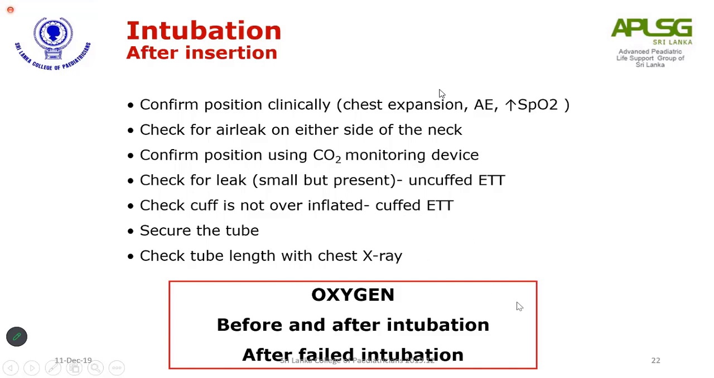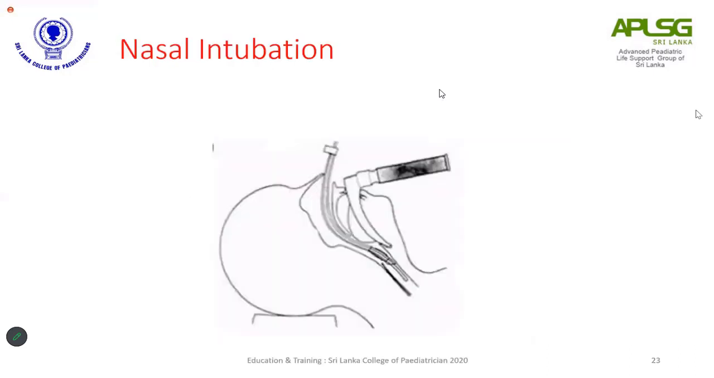So always remember, oxygenation is the most important step in airway management in a critically ill child. Before intubation, after intubation, and even after failed intubation, keep continuing to deliver proper oxygenation to the child to avoid hypoxia. Nasal intubation is not commonly used in children, but there might be children who have significant trauma to the oral cavity where you might have to put a nasal intubation to maintain the airway.